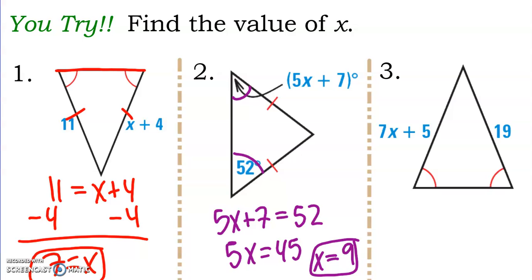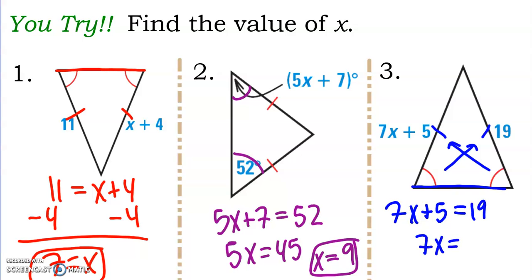And last is the converse. If my 2 base angles are congruent, then I know the 2 sides opposite of them are congruent. So 7x plus 5 equals 19. Subtract 5 from both sides, and we get 7x equals 14, and 14 divided by 7 is 2.